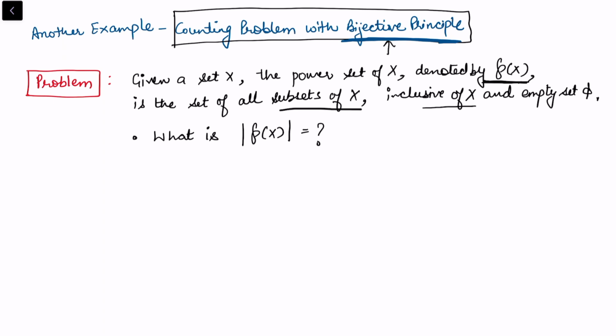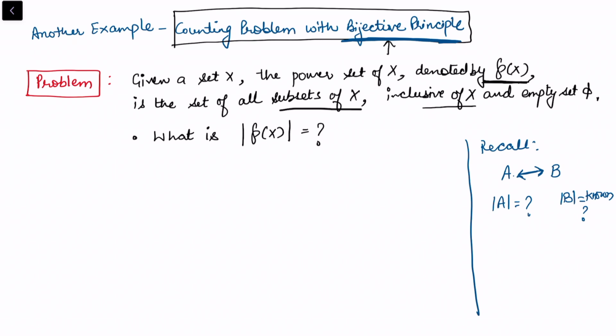So what is the bijective principle of counting? Let me recall it here. I have two sets A and B, and I want to establish a bijection between A and B. My primal problem is to count the cardinality of the set A. But since I have established a bijection between A and B, and if the cardinality of B is already known, or is easier to find than the cardinality of A, then, since a bijection means a one-to-one and onto function, we know the cardinality of A is the same as the cardinality of B. So there is a bijection associated between these two sets.